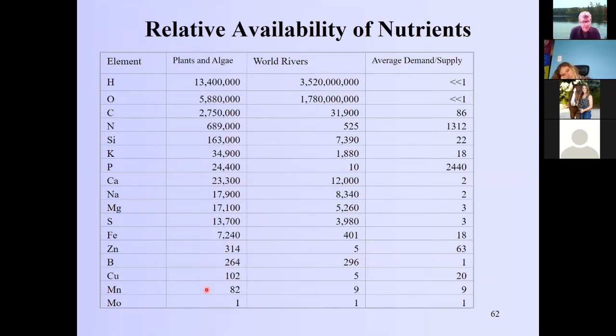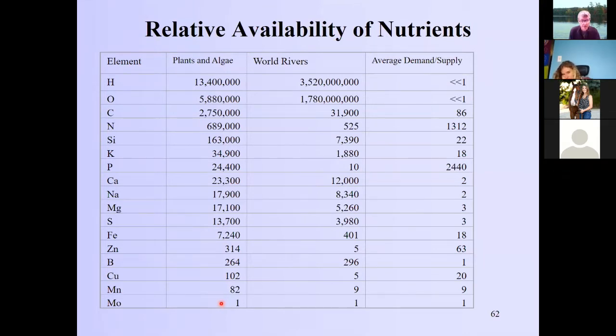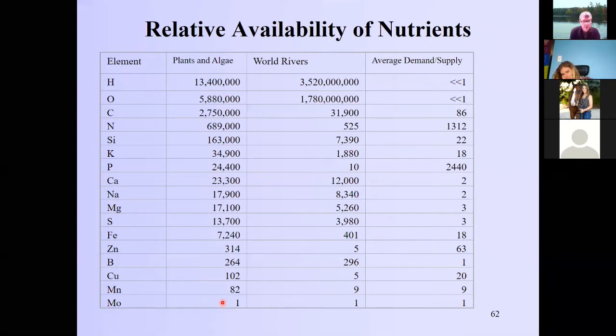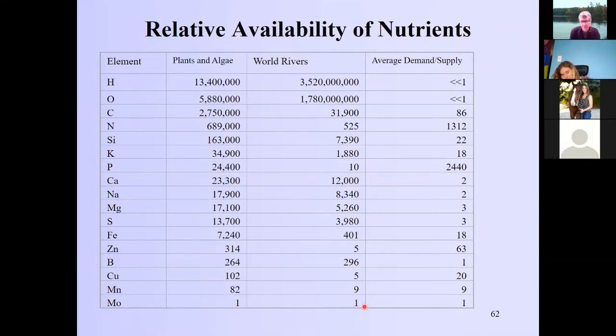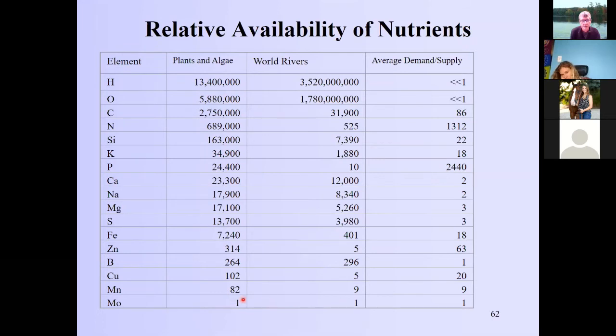And since molybdenum is required, but in extraordinarily small amounts for most organisms, as a cofactor in enzymes, it's actually used in the enzyme nitrogenase to fix nitrogen and several other enzymes. So here's one molecule of that. And then they've taken all the bunch of different analyses from rivers and analyzed those. And again, normalized it to one molecule of molybdenum.